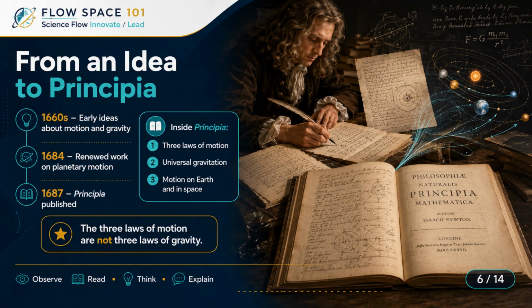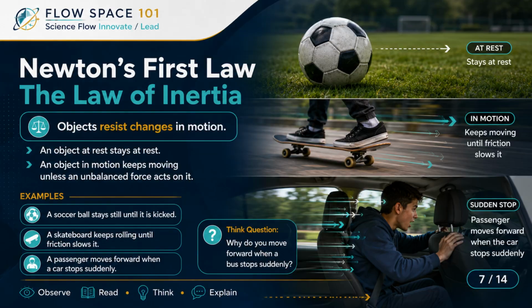Now, let's investigate each of Newton's three laws. Newton's first law is also called the law of inertia. It tells us that objects resist changes in motion. An object at rest stays at rest unless an unbalanced force acts on it. For example, a soccer ball remains still until someone kicks it.